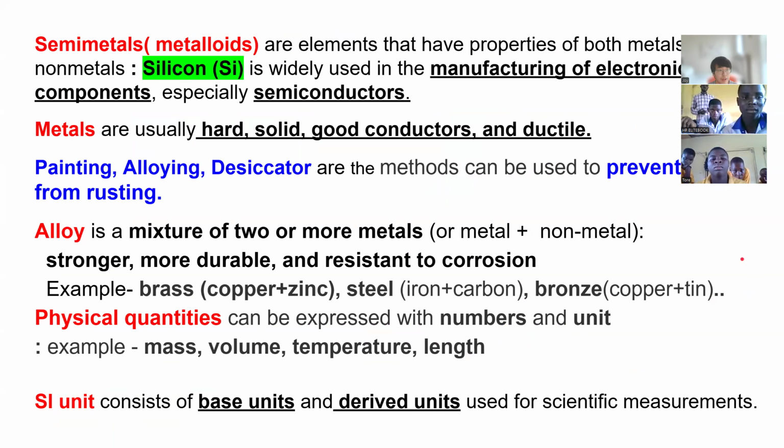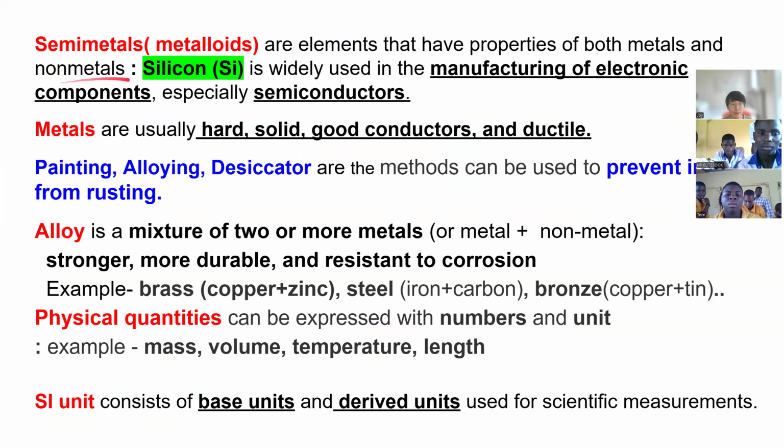Let's talk about some properties of metals and semi-metals as well, specifically focusing on these. Semi-metals are elements that have properties of both metals and non-metals. Silicon is a really important element that you need to know. It is widely used in manufacturing of electronic components, and all of these semiconductors, because they have both properties of metals and non-metals. They are very useful for these situations. Metals are hard, solid, good conductors, and ductile.